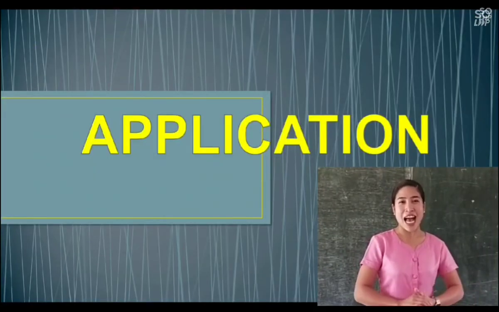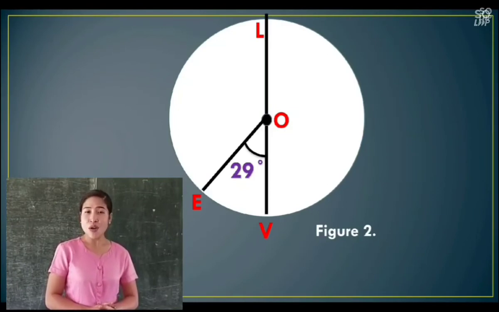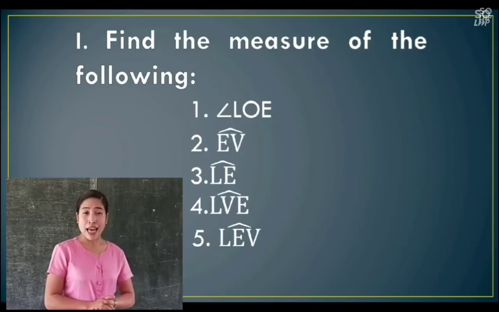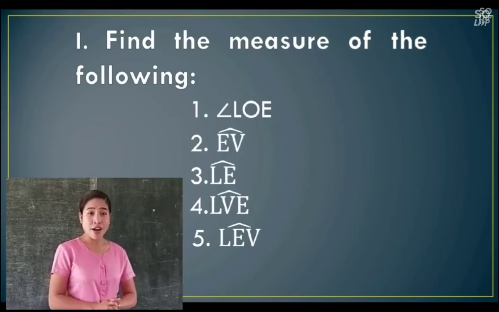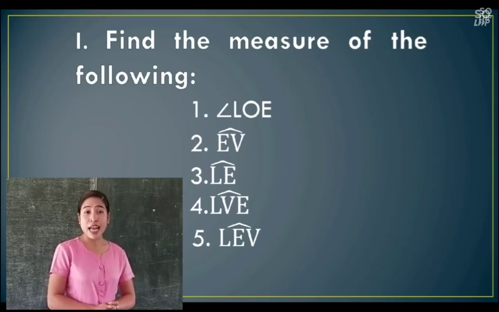Now, let us proceed to the application. In answering activity 1, use figure 2. We have circle O with a given diameter or chord of line segment LV or VL. And the given angle, we have angle EOV or angle VOE with a measure of 29 degrees. Now, find the measure of the following. Number 1, the angle LOE. Number 2, arc EV. Number 3, arc LE. Number 4, arc LVE. And number 5, arc LEV.